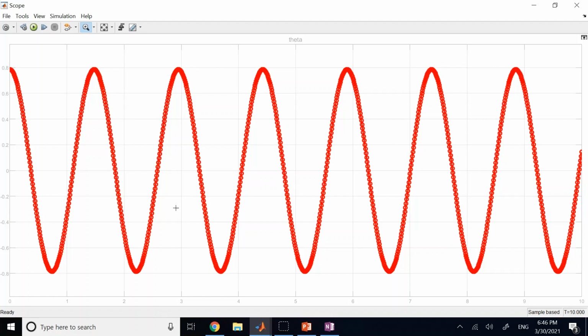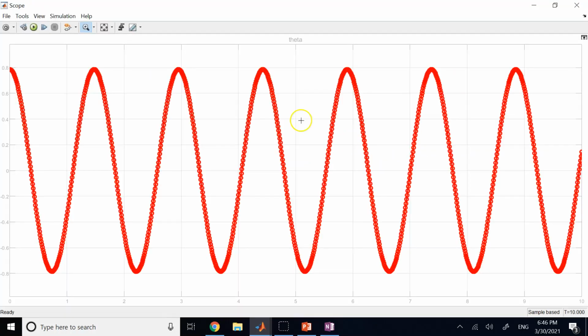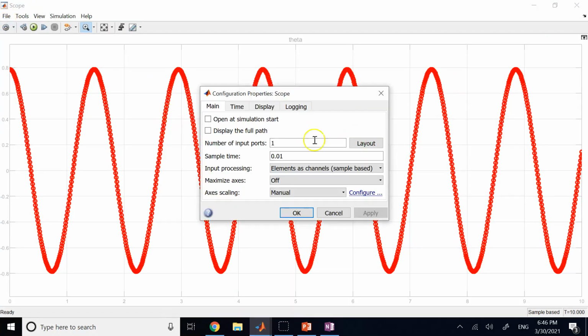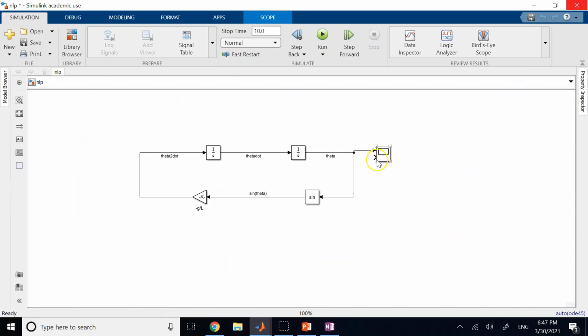Okay, now sometimes you might have more than one curve. Let's say in this case, not only do you want to see theta, you also want to see theta dot on the same oscilloscope. So then if you double click here and go to that gear, then you change the number of input ports from 1 to 2 because you have 2 values to enter, and now you see here you got 1. So now I'm going to connect this to theta dot. So now I can get both of these into this, and now I save and run.